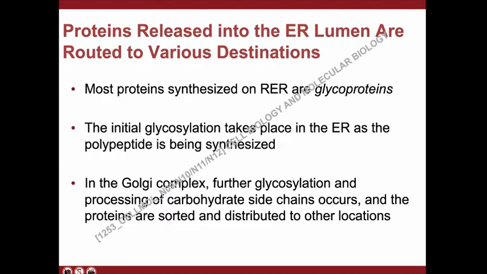So after polypeptides have been released into your endoplasmic reticular lumen, after they've been glycosylated and also folded, they are delivered to your various types of transport vesicles to their destinations. And their first stop is the Golgi apparatus, where further glycosylation and processing of your carbohydrate side chains may occur. Okay? So the Golgi apparatus will then serve as a site for sorting and distributing proteins to your other locations.